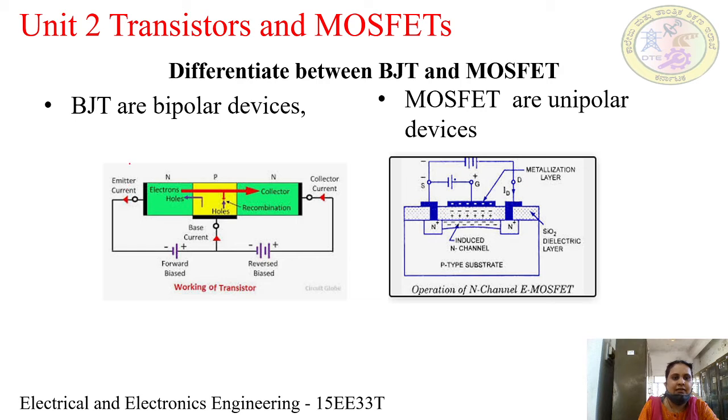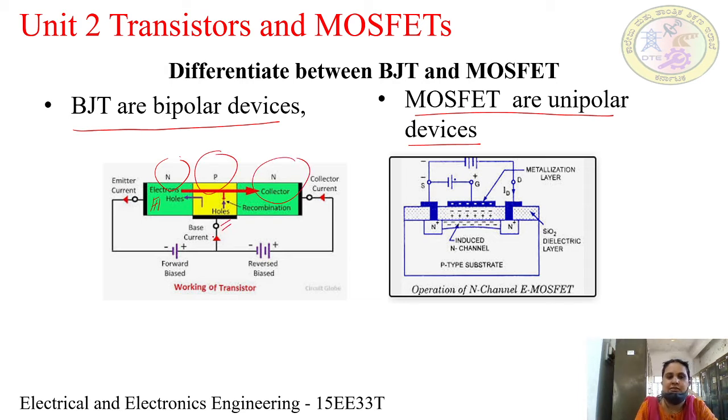If you look at the type of charge carriers responsible for the flow of the current, then we can see that the BJTs are called bipolar devices. Why? Because I have a P type where holes are the majority charge carriers, an N type where electrons are the majority charge carriers, again a P type where holes are the majority charge carriers, and again an N type where electrons are the majority charge carriers.